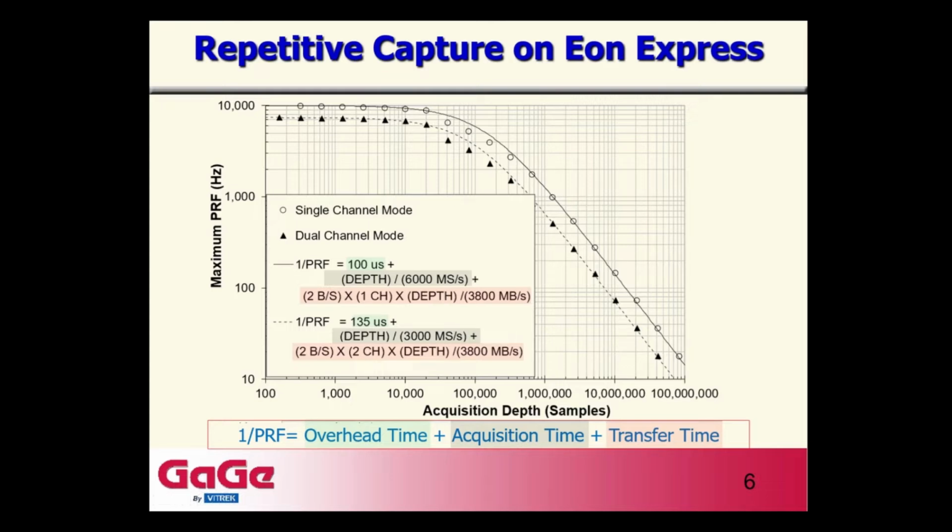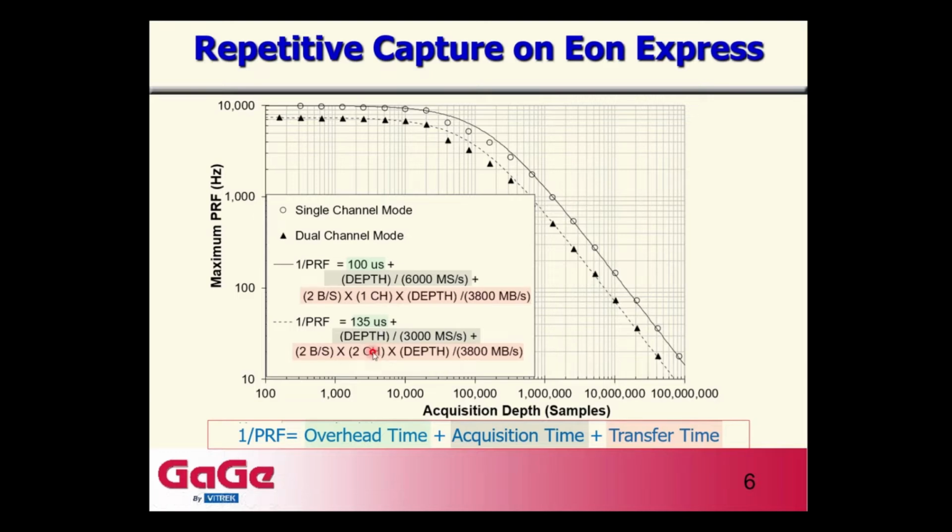in the single and the dual channel mode. But otherwise, the equation is the same, and that's pretty straightforward. The transfer time is a little bit more difficult. It's also proportional to the depth. Okay, we take the number, but we have to multiply by the number of channels now, because however many channels we download, we have to multiply.